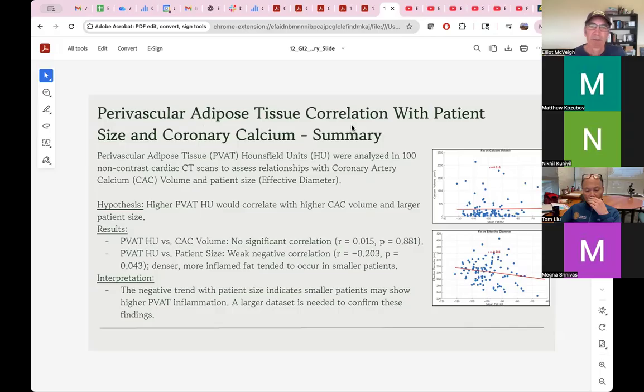And we're looking at perivascular adipose tissue. Okay. Hi, yes. Can you hear me okay? Yes, we can. Great. So our project took a more clinical perspective.